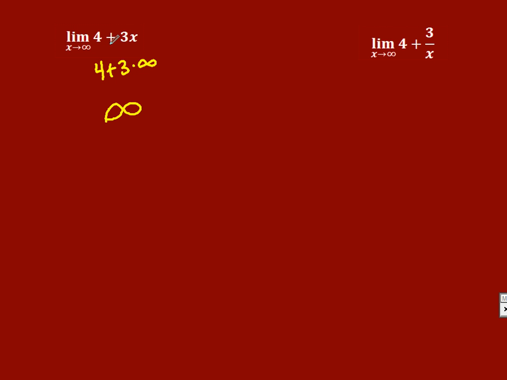And this should make sense. This is a line, 4 plus 3x. If I have a line here with a positive slope, where do you think it's going to go? It's going to keep going up forever, so that's going to be a limit as you get much, much bigger. Your limit at infinity is infinity.